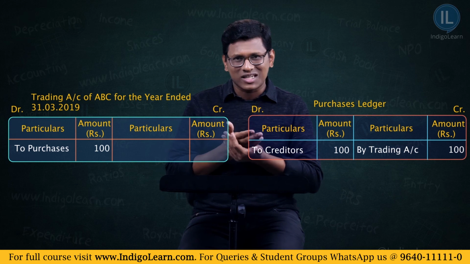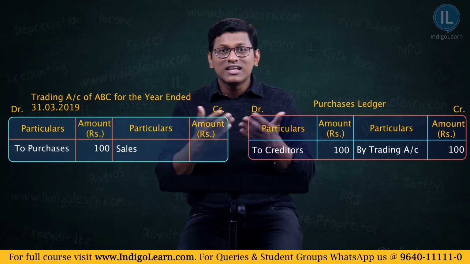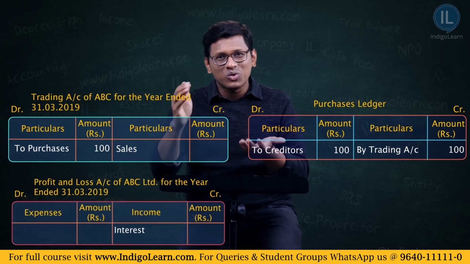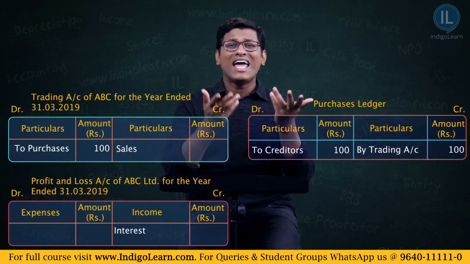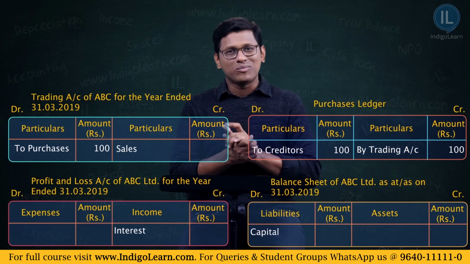Similarly, all the credit items, like sales, will have a credit balance. It will go to the trading account. Similarly, you may have some incomes, interest income, etc. That will go into the P&L account on the credit side. Similarly, there may be some capital that you brought in, or liabilities. All those will go into the balance sheet under the capital and liability side.